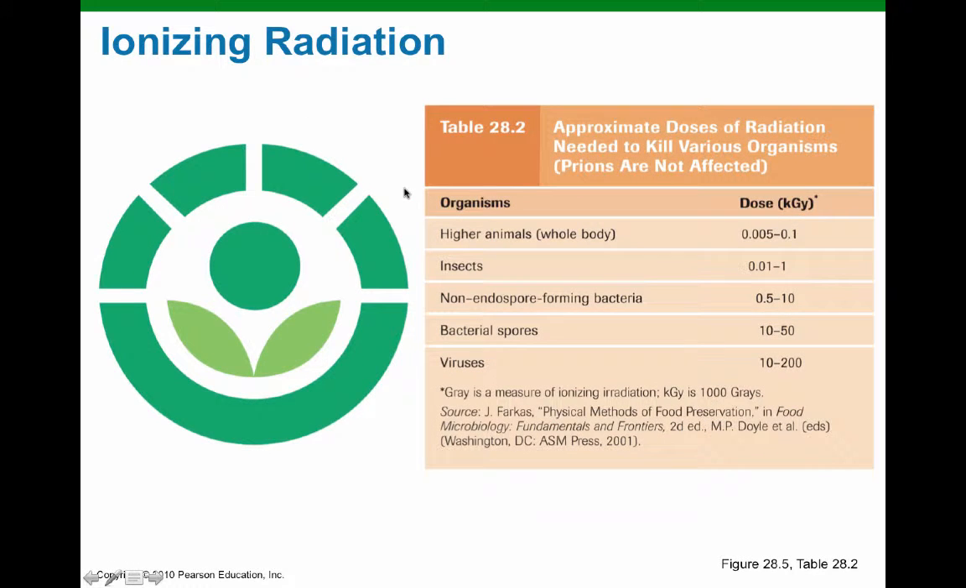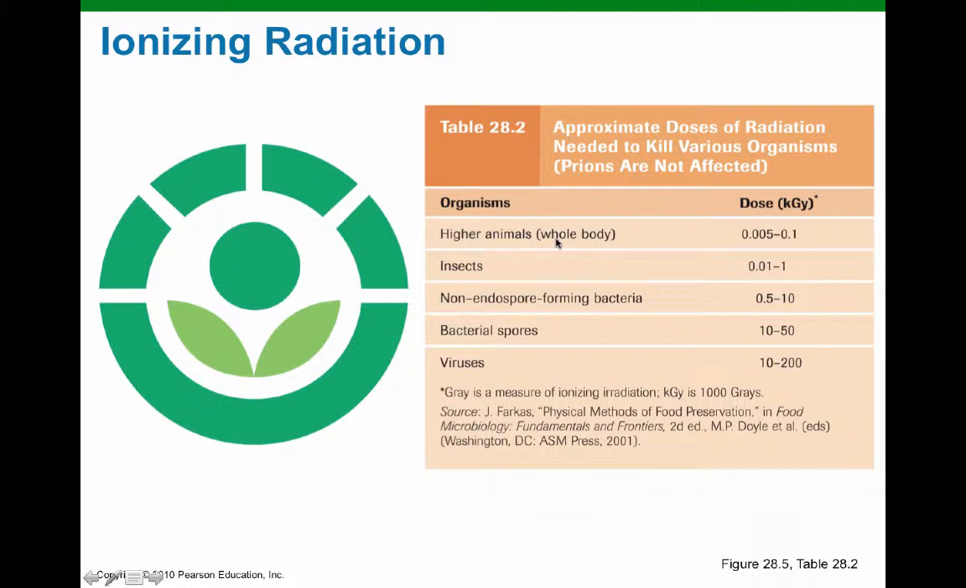So as far as the methods for ensuring that those packages are free of any microbial contamination, again, I showed you the autoclaving, which would be for canned goods, but for packaging, a lot of times ionizing radiation can be used, and we know of the appropriate doses that are necessary to destroy various organisms.